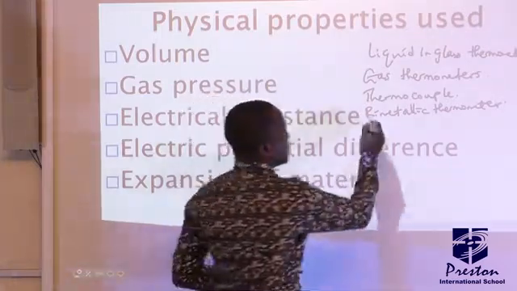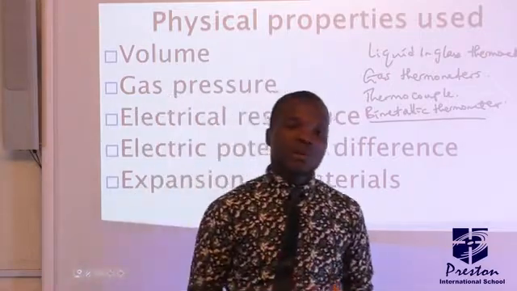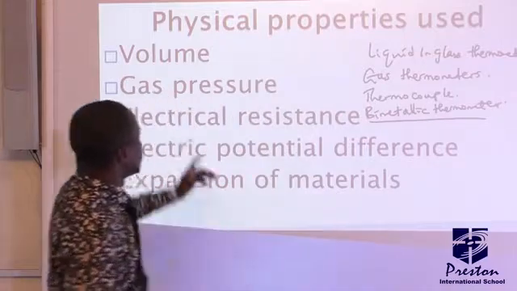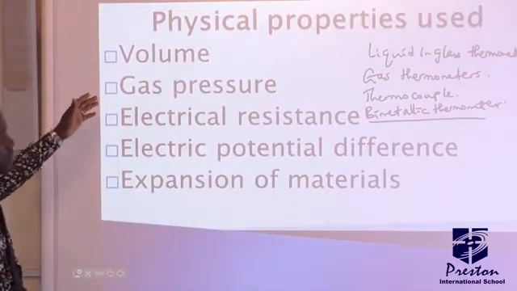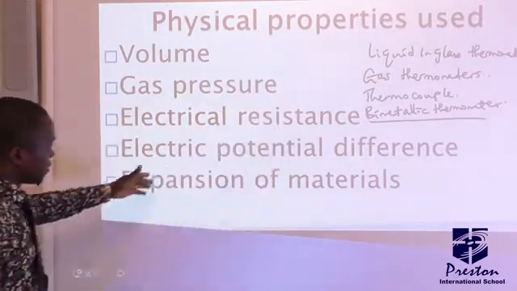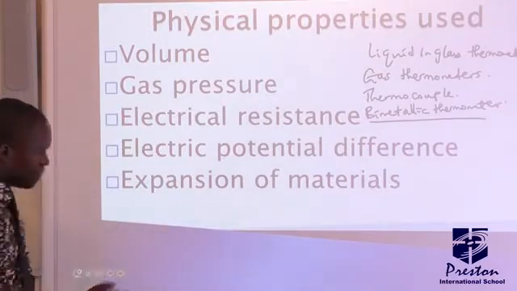Then we have the bimetallic thermometer, where what you use is the different expansion of the metals that you put together. And that is what I put here: you have the volume, the change in gas pressure, the change in electrical resistance, which is the resistance thermometer, the change in electrical potential difference, and the expansion of material.